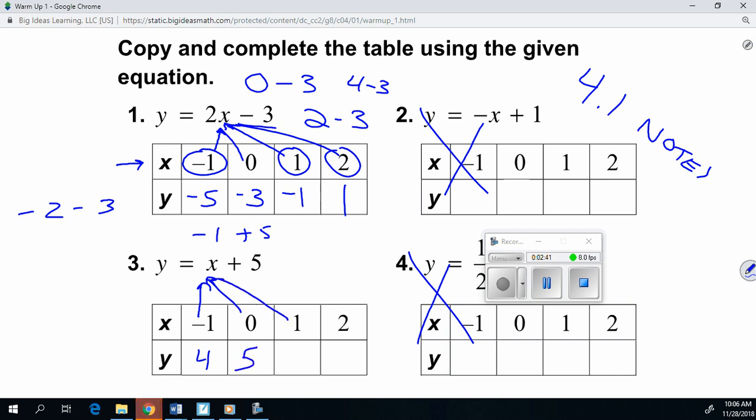1 in for the x. 1 plus 5 is 6. 2 plus 5 is 7. So that one's a little bit easier. We just had the x plus the 5. So good examples to have in your notes.